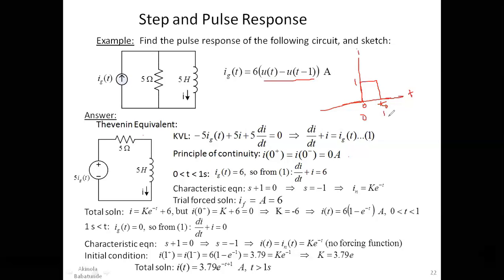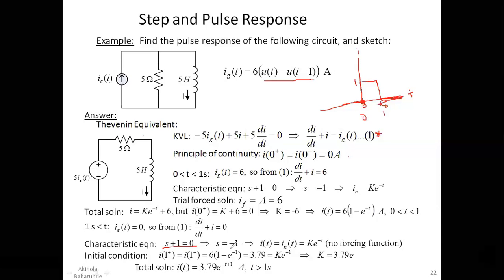When t is greater than 1, from what you can see here, our I_g will be 0. So for t greater than 1, I_g of t is equal to 0. From equation 1, you are left with dI/dt plus I equal to 0. From here, what do you find out? You can assume your natural response I_N is equal to K e to the st. If you put that in here, you obtain the characteristic equation s plus 1 equal to 0. Your s will be equal to -1.